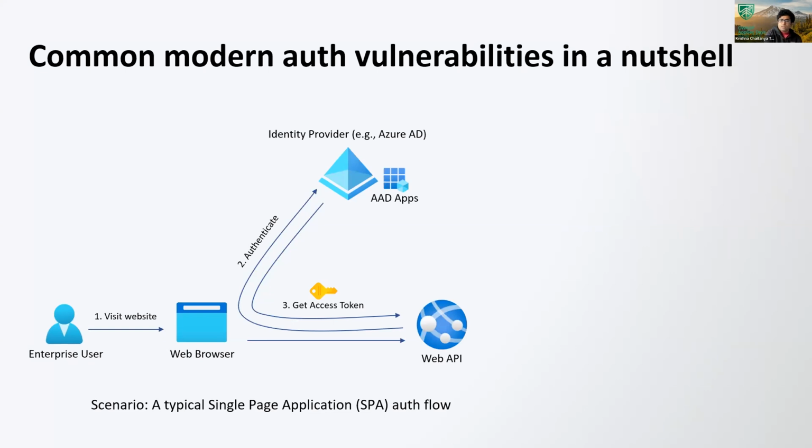So with that, what are the problems here? Before that, let me repeat the base scenario we're talking about: a single page application, a user accessing it, trying to authenticate with an identity provider, getting back a token and submitting it to an API.